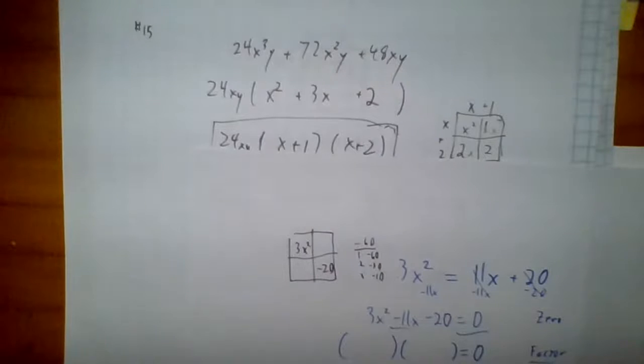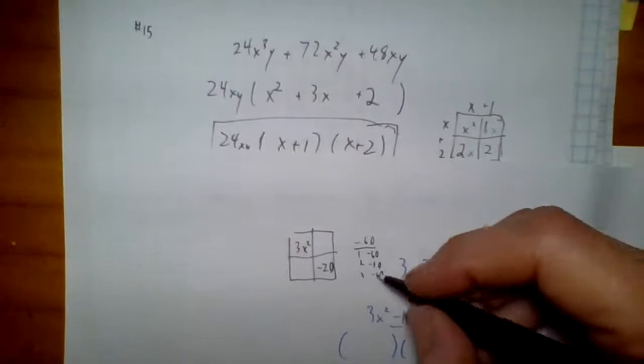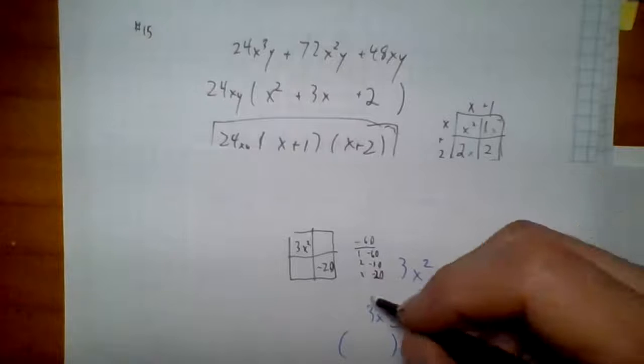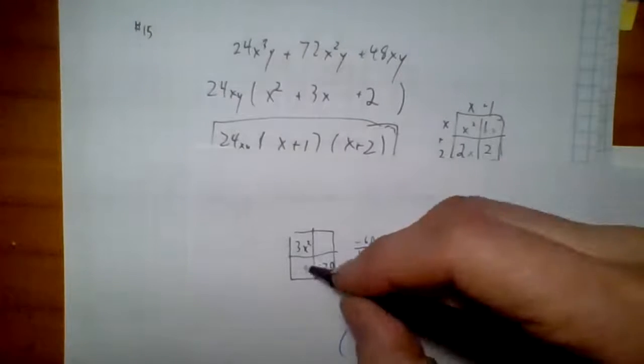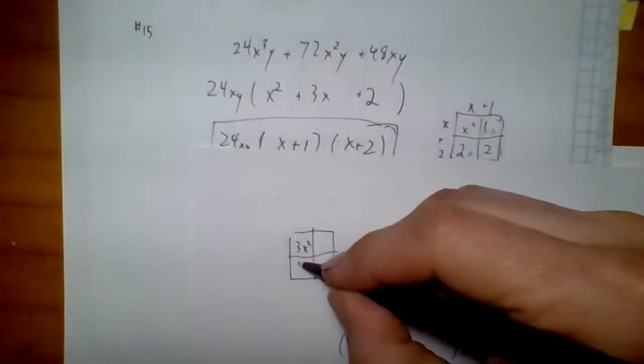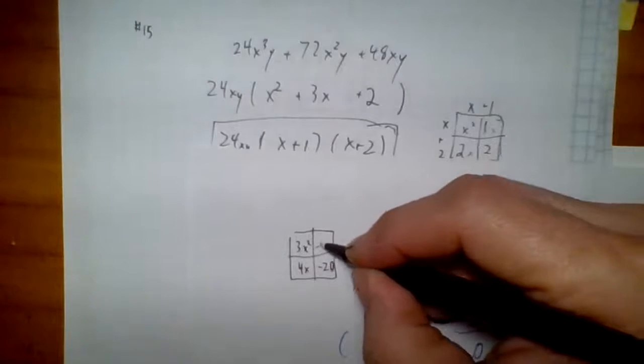What did I do to myself here? 15. Oh, 3 times negative 20. Just keep going here. That should be 3 times negative 20. 4 times negative 15 is actually what I'm looking for on this. That adds up to negative 11. So that's 4x minus 15x.